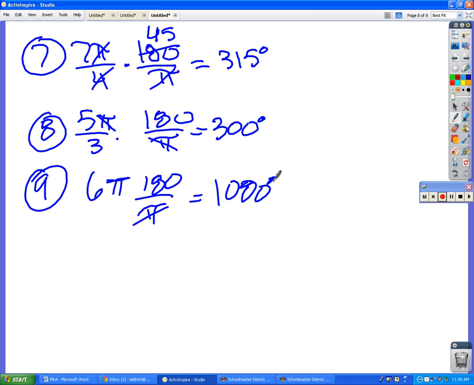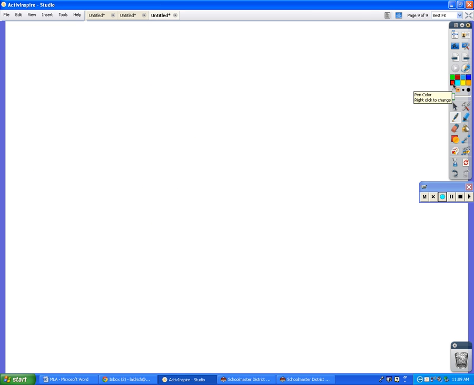Yeah, I just did the same thing. I multiplied by 180 over pi. The pis cancel. 6 times 180 is 1080. Just the exact same thing every single time. The only difference was this time there wasn't anything to divide by. Oh, okay, so on the other one, 180 times 5 over 3. Yes. All right. Number 10.